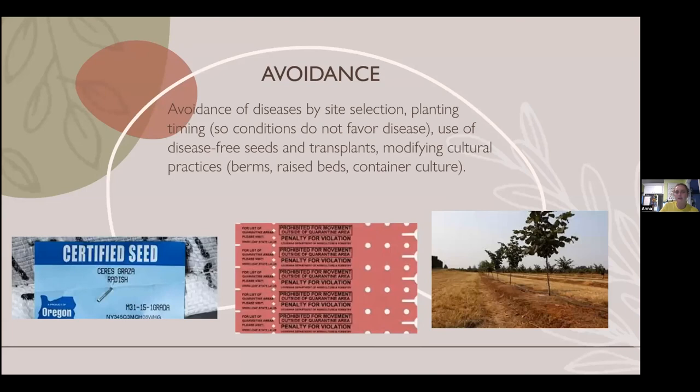Avoidance means picking a good site where you avoid the pathogen, planting timing, so you're not planting when conditions are favoring disease if possible. Use of certified disease-free seeds and transplants, that's really important. Modifying your cultural practices, so maybe planting into a raised bed or a berm so that those pathogens can't take hold.